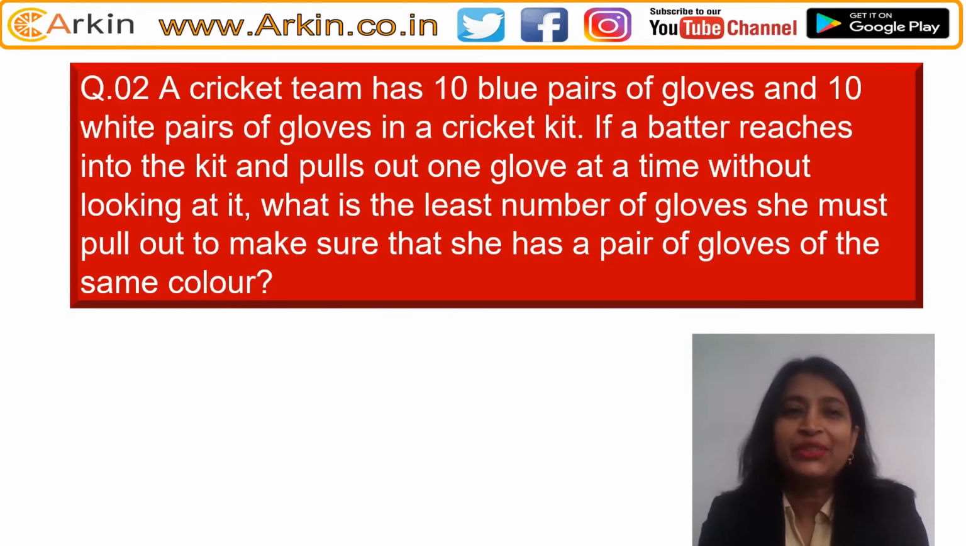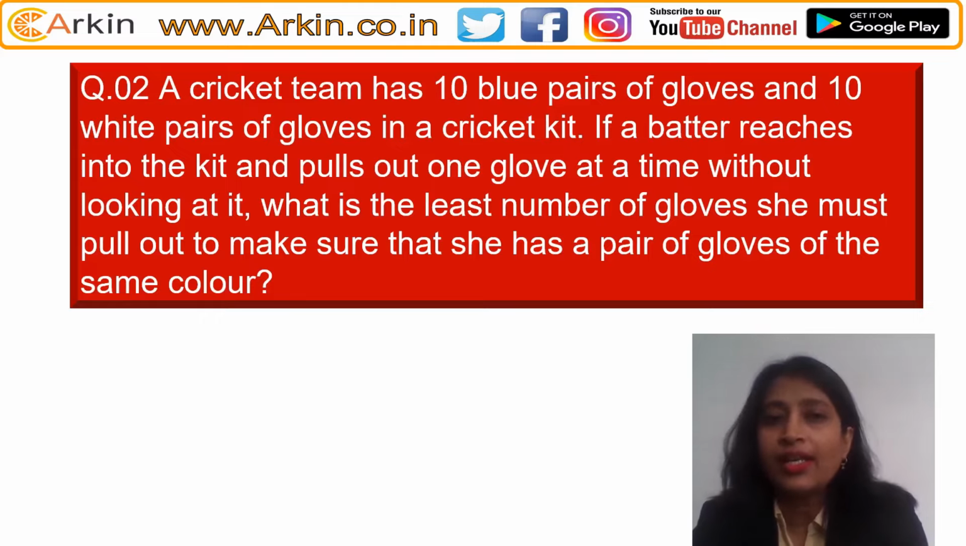Hi. So let's solve question number 2 of the UCEED 2021 paper. This question is, a cricket team has 10 blue pairs of gloves and 10 white pairs of gloves in a cricket kit. If a batter reaches into the kit and pulls out one glove at a time without looking at it, what is the least number of gloves she must pull out to make sure she has a pair of gloves of the same color? So did you find this question difficult? How will you proceed with this type of question?